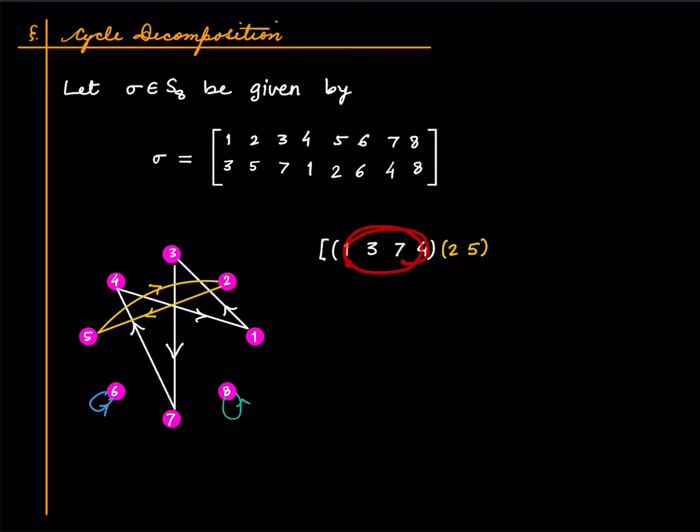So basically we are writing things in a cyclical way. 1 goes to 3, 3 goes to 7, 7 goes to 4 and 4 goes back to 1. 2 goes to 5, 5 goes to 2. And then there are these 1 cycles. Maybe I should put a comma here. So let me put a comma here.